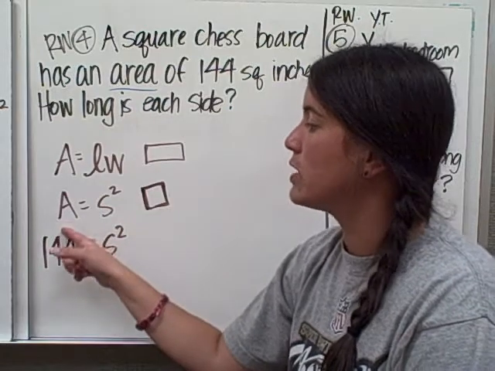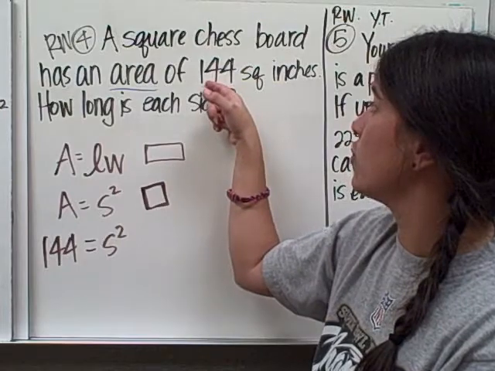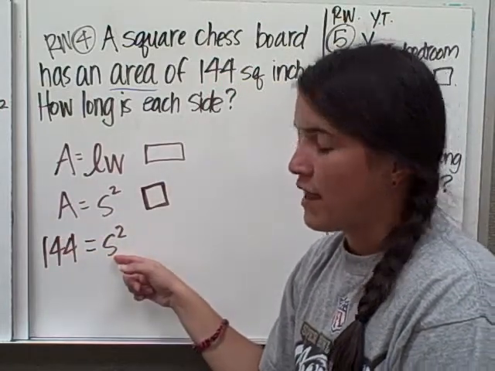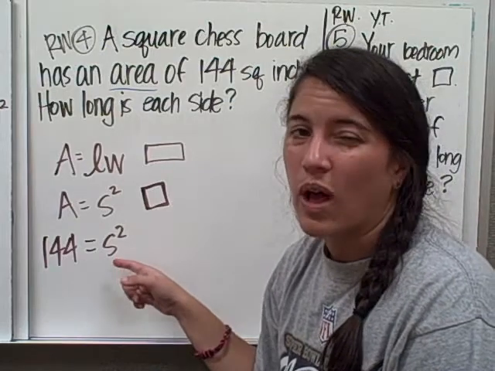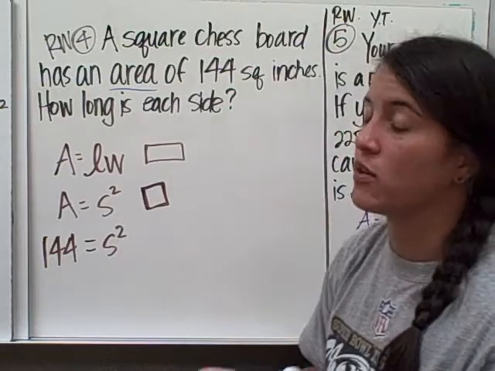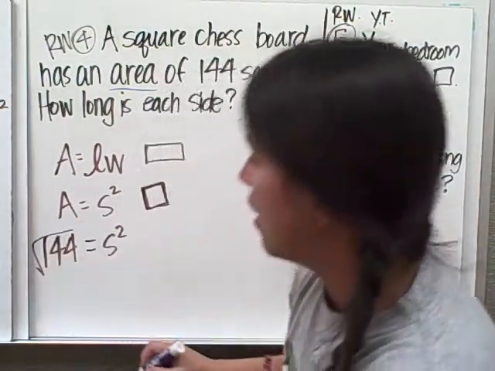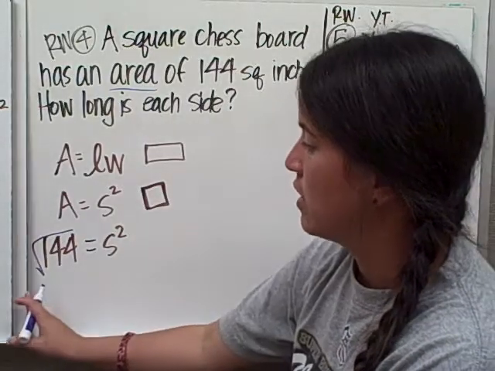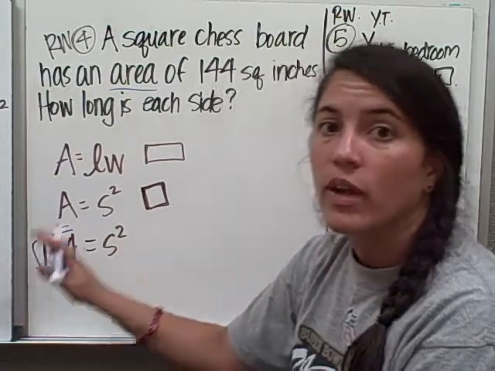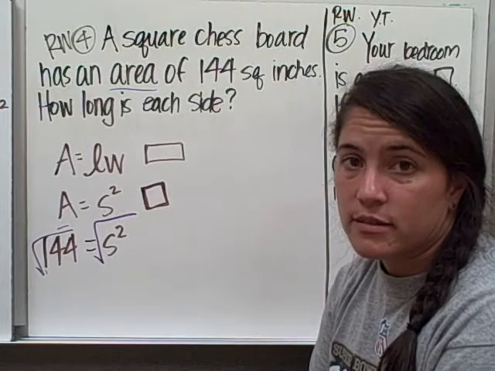So in this example, what is the area? The problem told us that the area was 144. So I substituted 144 in for my A, and that equals side squared. Well, I want to know what one side is. So let me show you how to solve this equation. We're going to take the square root of 144. So notice I put the square root symbol over it, and whatever you do to the left, we have to do to the right. So I'm going to take the square root of both sides.